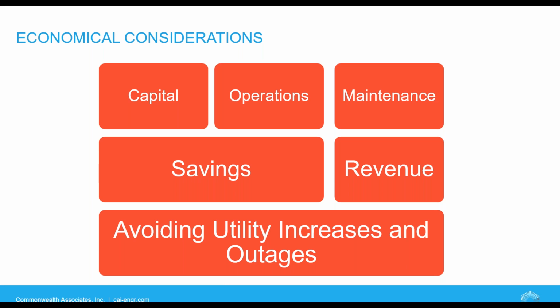A few considerations for economical evaluations, very similar to the technological considerations. We have to look economically. A lot of times, the bottom dollar is a driver, whether we like it or not. So a few things we can look at are capital costs, O&M costs, potential savings, revenue, which might make the most money. And then also if we can avoid utility increases and outages, or be able to ride those waves, right, will help in evaluating your options.